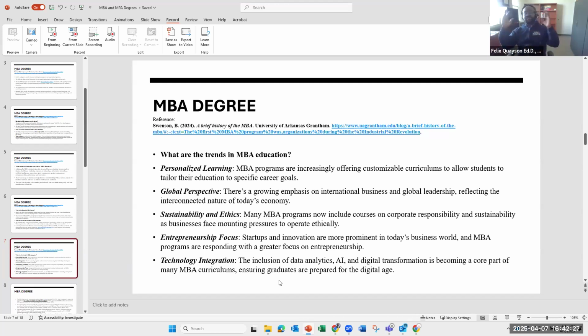And then we have the global perspective, okay? So the global perspective really puts an emphasis on international business and global leadership. So those that are caught up in that global perspective trend and are interested in doing an MBA put a lot of emphasis on international business and global leadership, which really offers a way to connect to the nature of today's economy. And then there is sustainability and ethics.